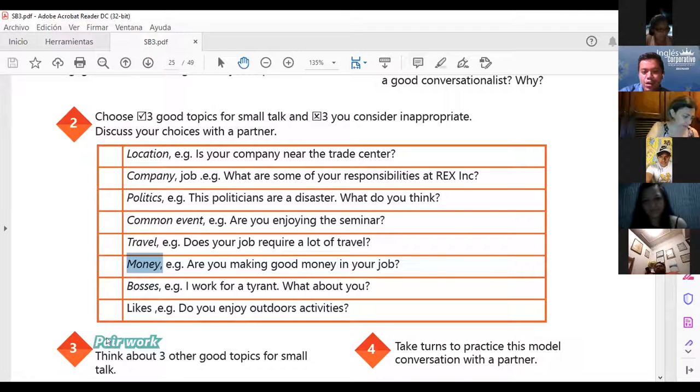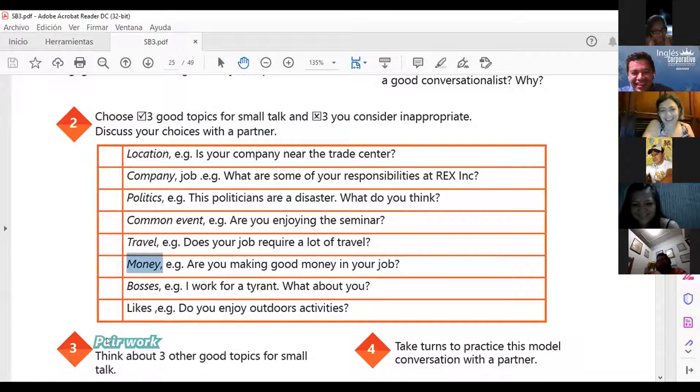Are you making good money in your company? Are you making good money in your job or company? Ay, no, teacher, no lo entiendo, la verdad. Mrs. Urrutia, tell her. Decirle que sí, Natalia. No, imagínate que sea algo malo y yo le voy a decir que sí. No, que si vos ganas bien en el trabajo. Ay, yeah, no, mami.